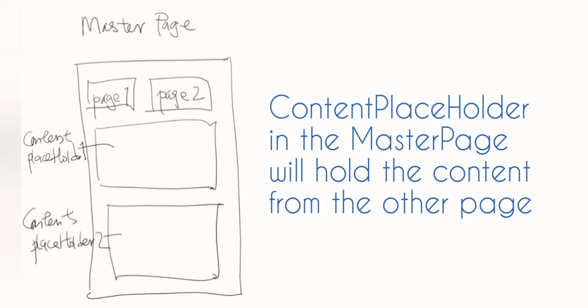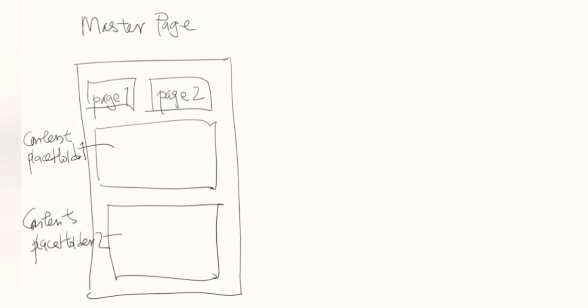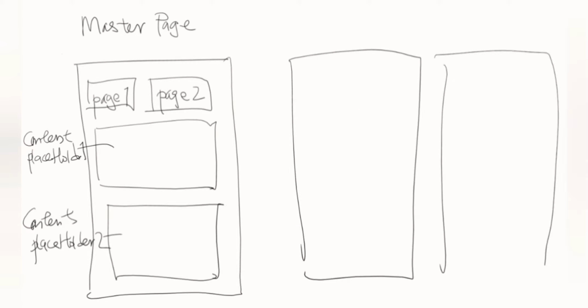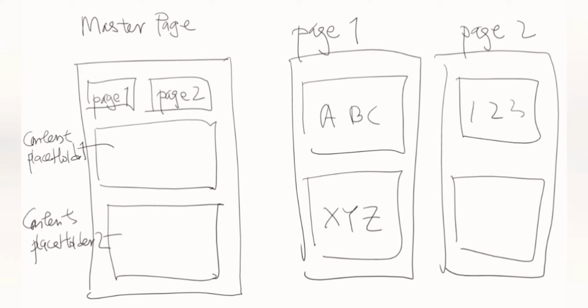The content placeholder in the master page will hold the content from the other page, and you can tell each of your content controls on your page where to place the content. And these content controls do not need to be in order, so you can create page 1 and another one, page 2, with two contents like this. For example, here we have some content called ABC and XYZ, and here it's going to be 1, 2, 3 or 5, 6, 7. So our system is going to do something like this.